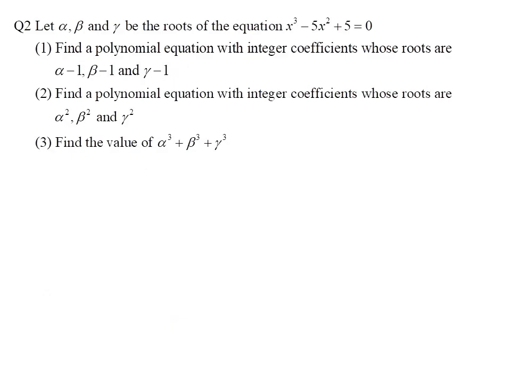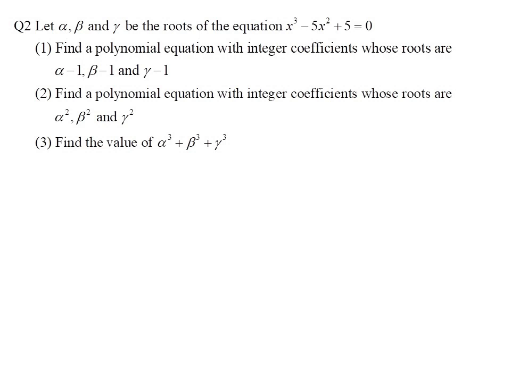Example 2 is a cubic polynomial equation with alpha, beta, and gamma as its roots. Based on this, 3 questions are asked. The first one is to find a polynomial equation with integer coefficients given that the polynomial has the roots of alpha minus 1, beta minus 1, and gamma minus 1. The second question is to find a polynomial equation with integer coefficients whose roots are alpha squared, beta squared, and gamma squared. And the third question is asking to find the value of the sum of alpha cubed, beta cubed, and gamma cubed.